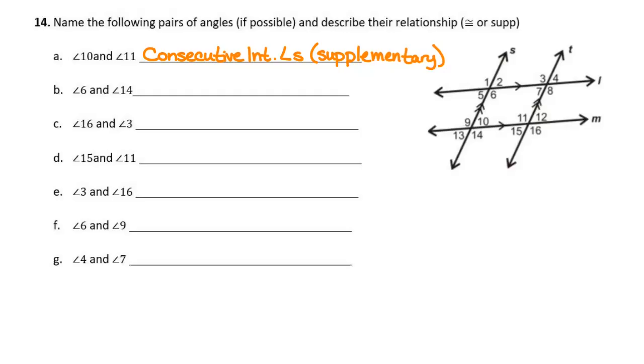Yep. All right, angle 6 and 14. 6 is right here. 14 is right here. What line do they both touch? They both touch S. We don't need to see T at all. S is our transversal. Are these both interior angles? No. 6 is interior, but 14 is exterior. What do I look for if I have one interior and one exterior angle? Matching corners. I look for my correspondings.